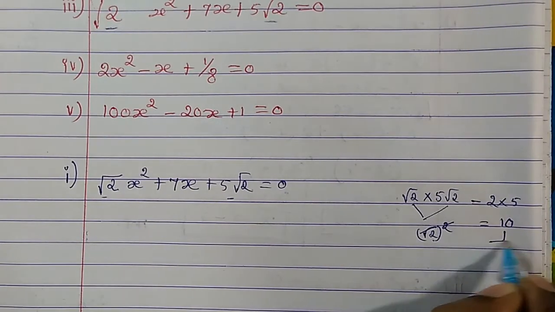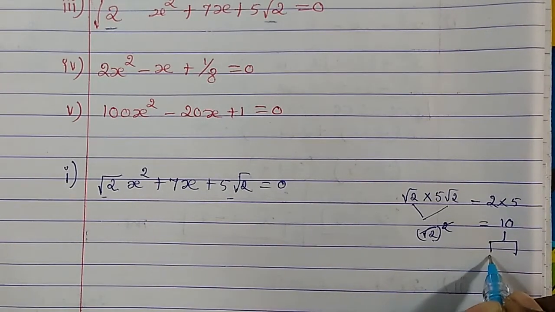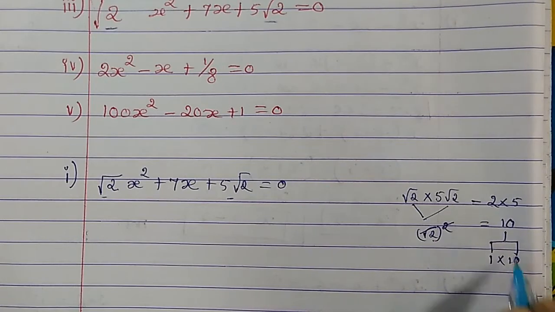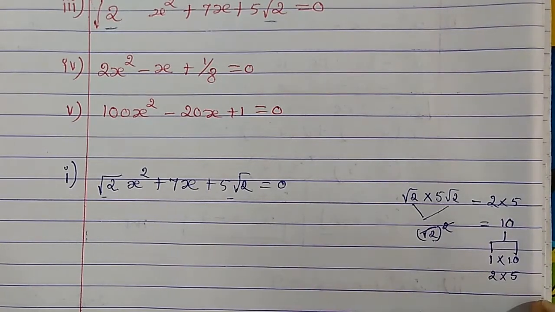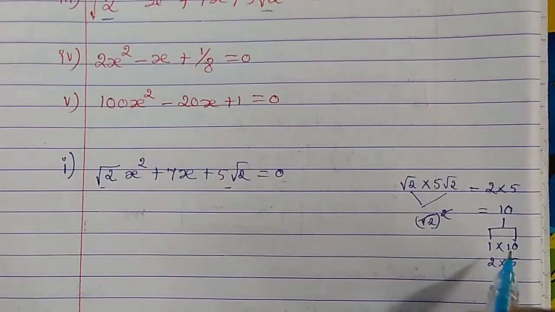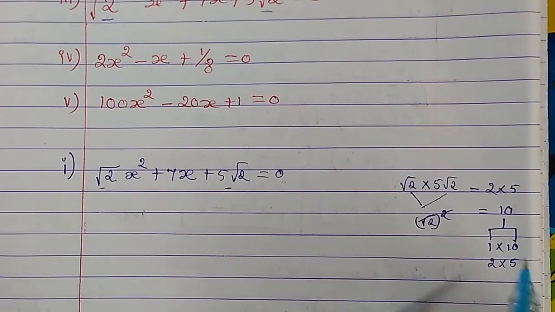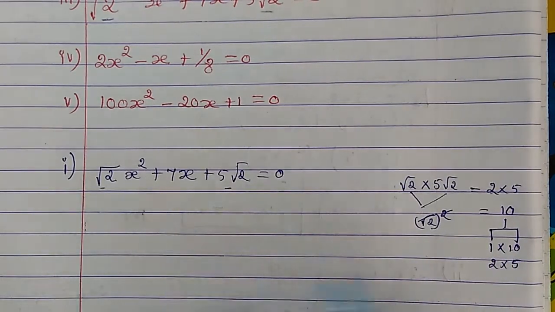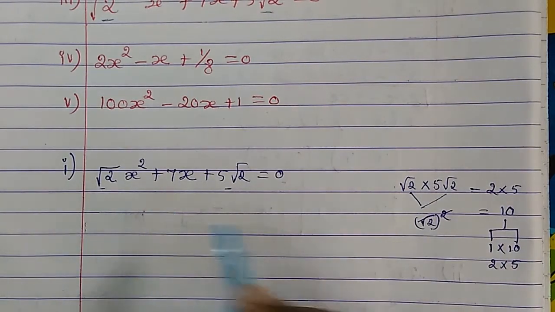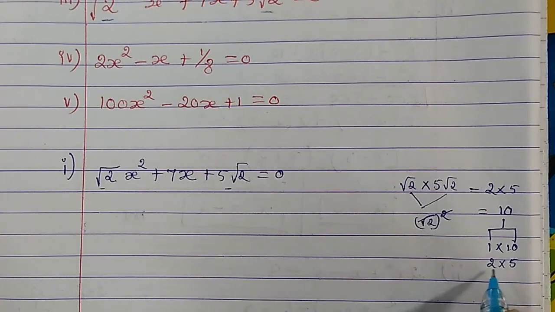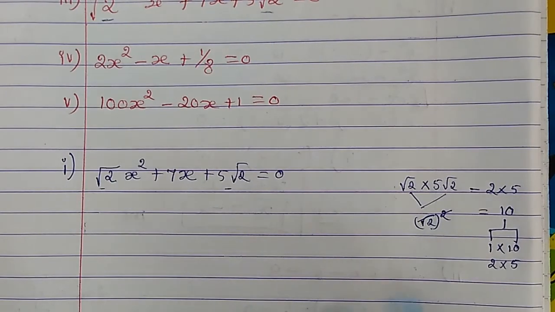Now what are the factors for 10? 1 and 10, when we multiply we get 10. 2 into 5 we get 10. So that's it. These are the factors for the 10. Now what we will do? We will choose which pair to take. By adding or subtracting we should get the middle term. So 1 if you add with the 10, 11. If you subtract, 9. But whereas we have here 7. Here 5 plus 2 or 2 plus 5 we will get 7. So that we will write down here.